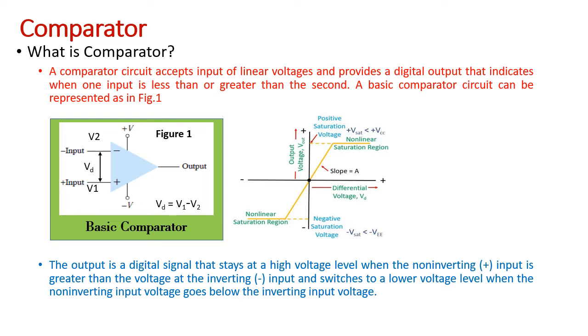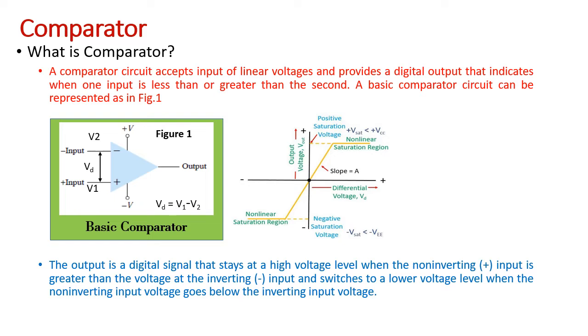A comparator is a circuit that will accept input of linear voltages, and it will provide a digital output that indicates when one input is less than or greater than the second input. Suppose we are applying V1 and V2 at the inverting and non-inverting terminals, it will give an output, and this output will be either Vset or minus Vset.